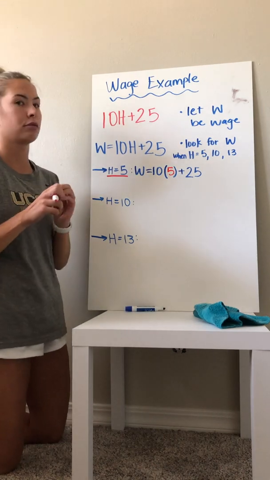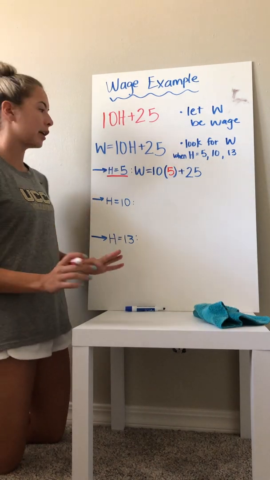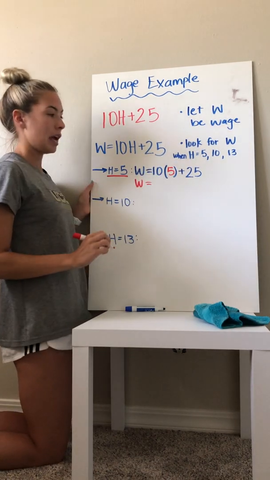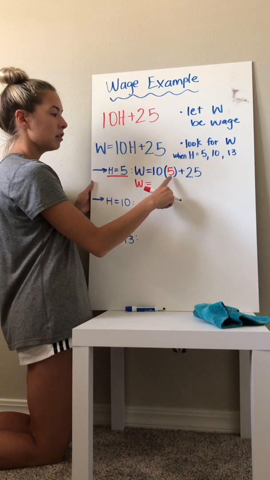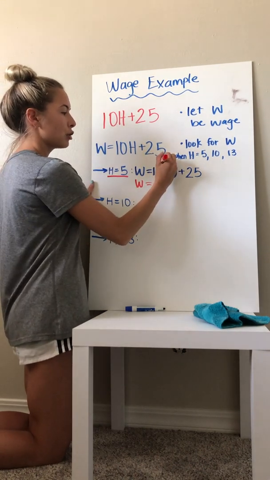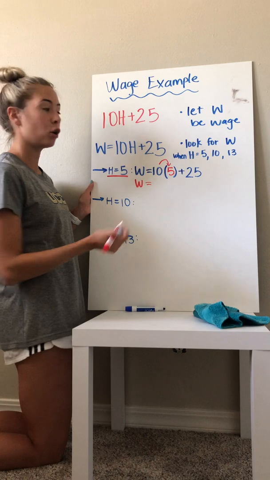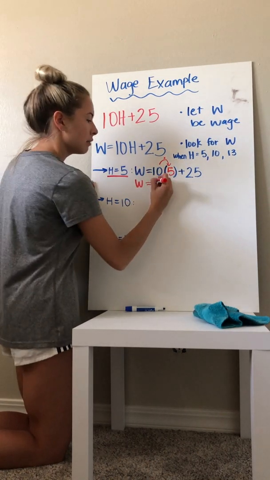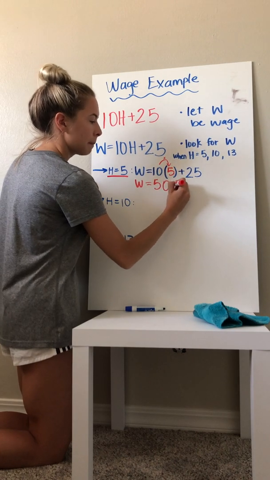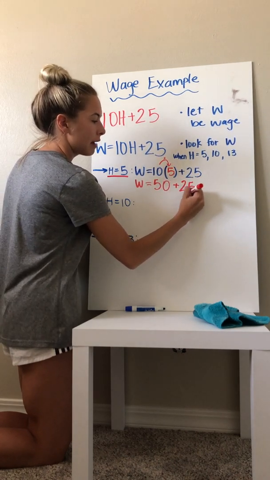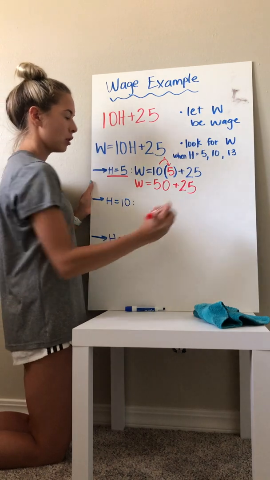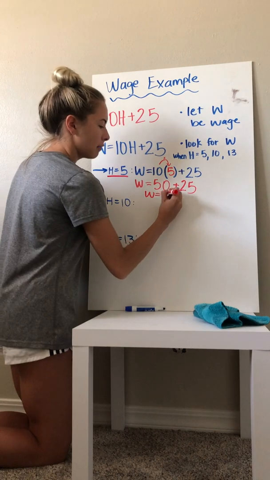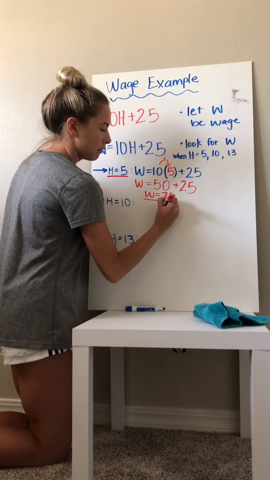Now, from here, we don't have variables to worry about. We just keep W the same, equals, and now we just solve. So 10 times 5, right? You're distributing it because it's in parentheses, so you're multiplying. So 10 times 5 gives us 50. We bring the plus 25 down. So now W equals 50 plus 25, which is 75.